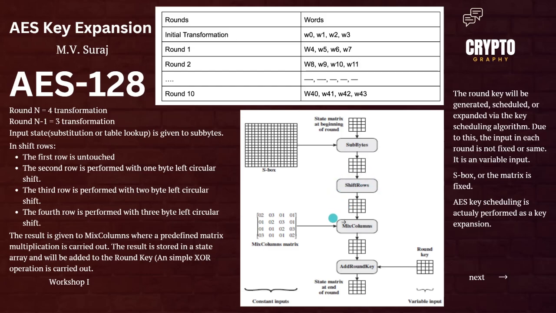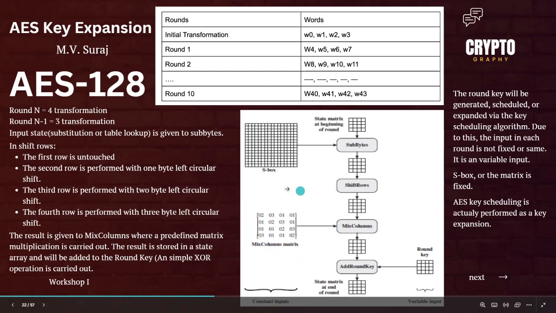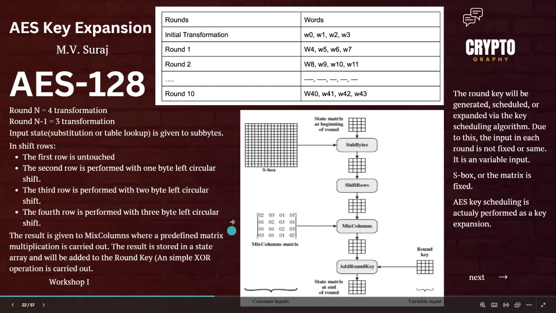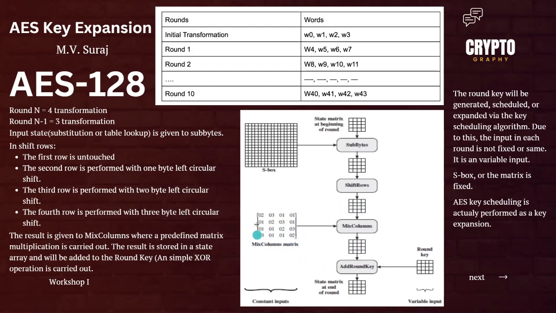Really simple. Then we get an output, and this output is given to mix column, where a very simple matrix multiplication is carried out. This is a predefined matrix, like the S box, and we multiply it with the output of shift rows. As you can see, this is 4 times 4 and this is also 4 times 4, so it gives us a 4 times 4 output.